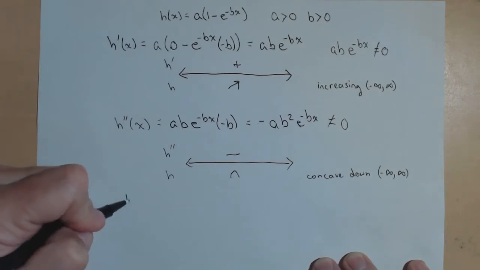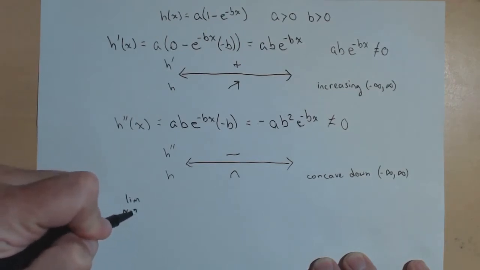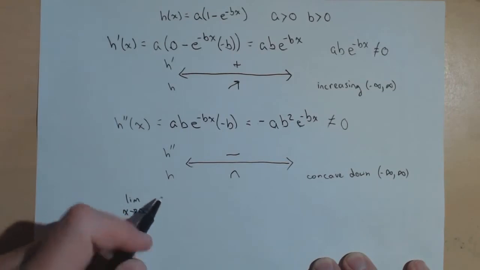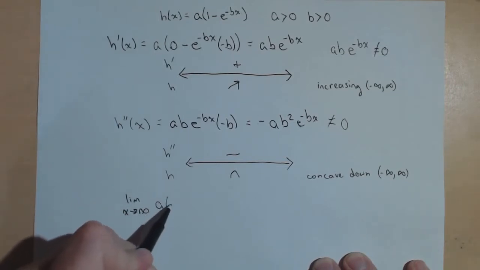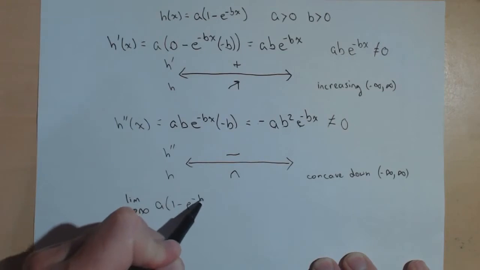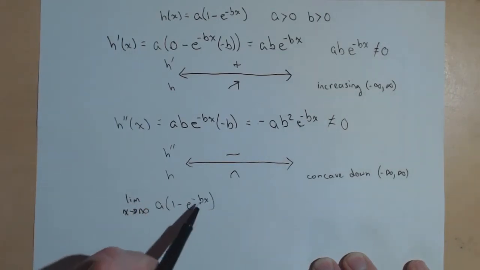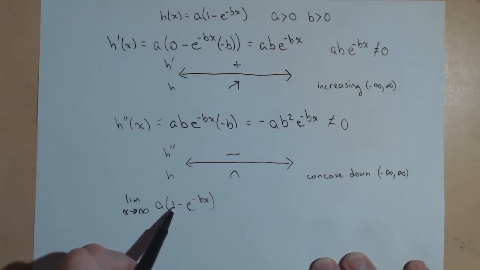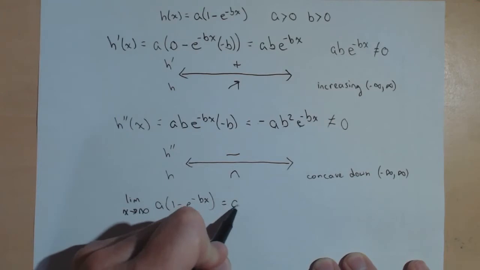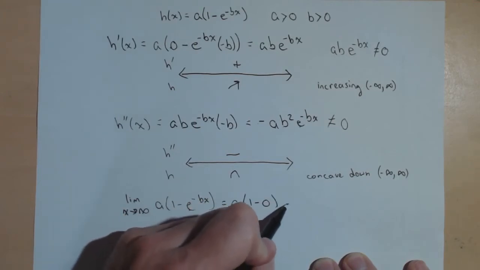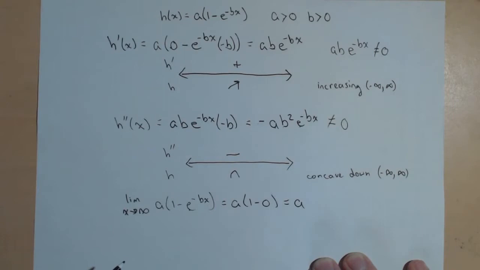Part C, we're going to look at the limits. So we're going to look at the limit as x goes to positive infinity of our original function, a times 1 minus e to the minus bx. Remember that b is a positive constant. So as x goes to infinity, this is an exponentially decreasing graph. It's going to go down to 0. So we're going to have 1 minus 0. So this is going to go to a times 1 minus 0, or a. So whatever that a term is. So that a is basically a horizontal asymptote of this graph as x goes to infinity.